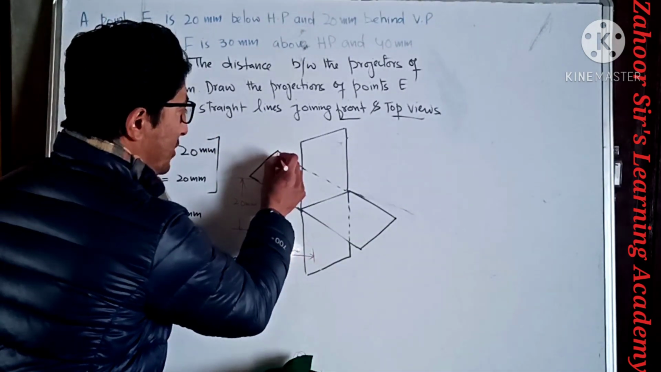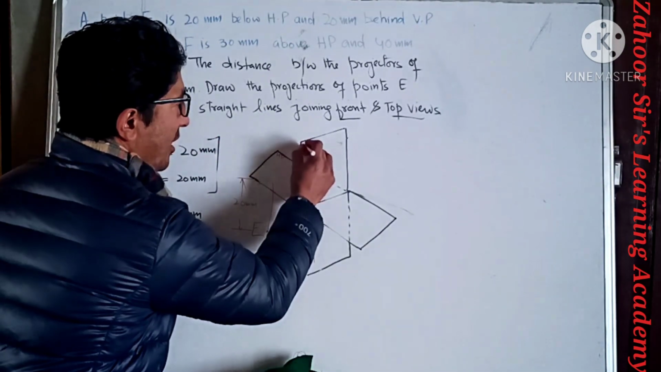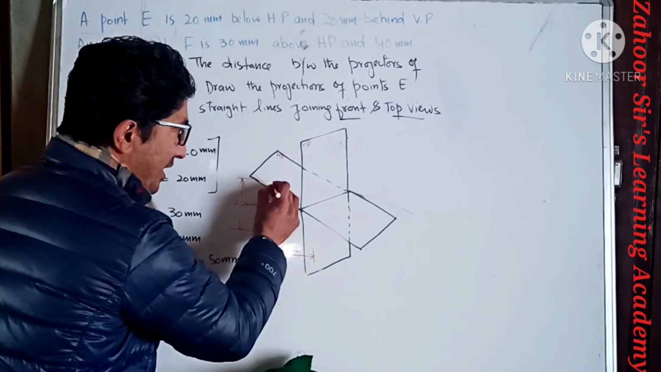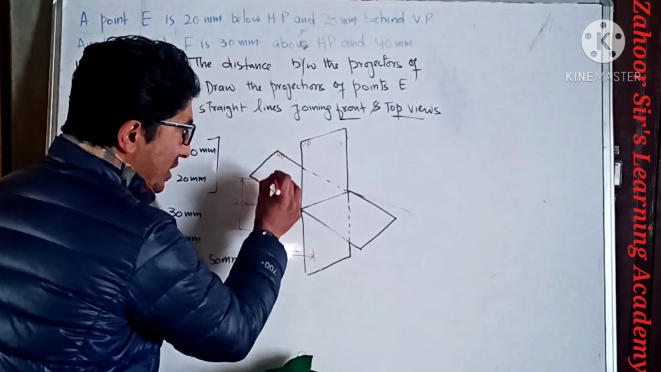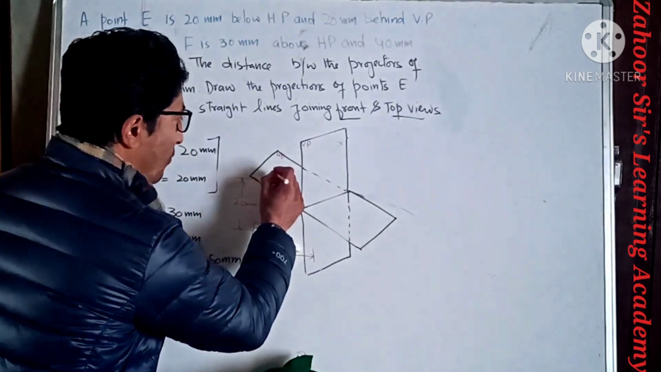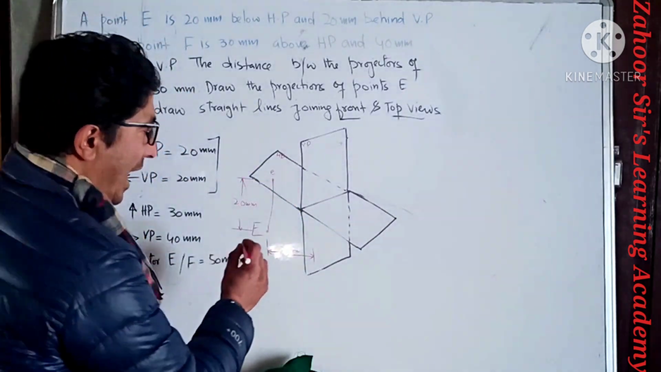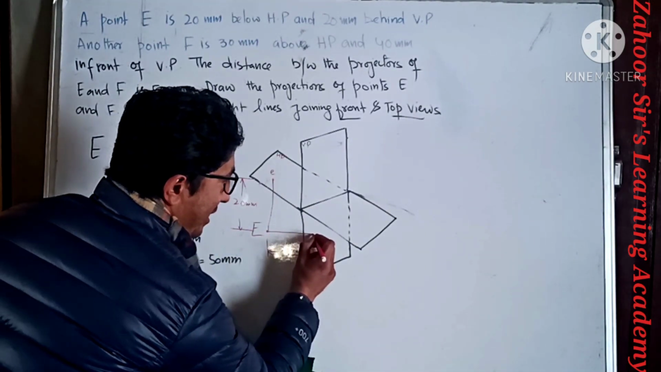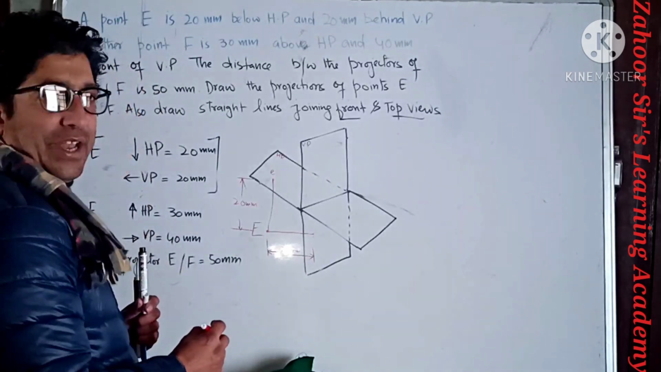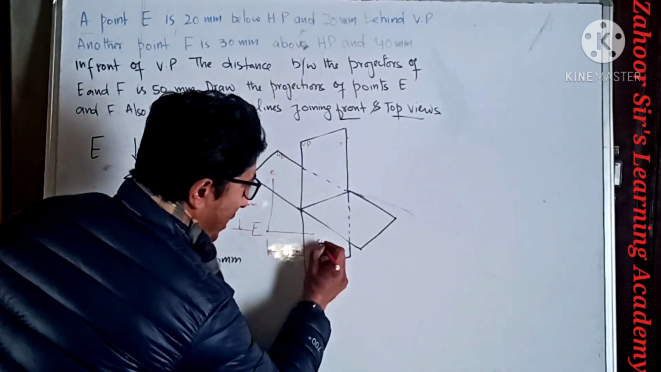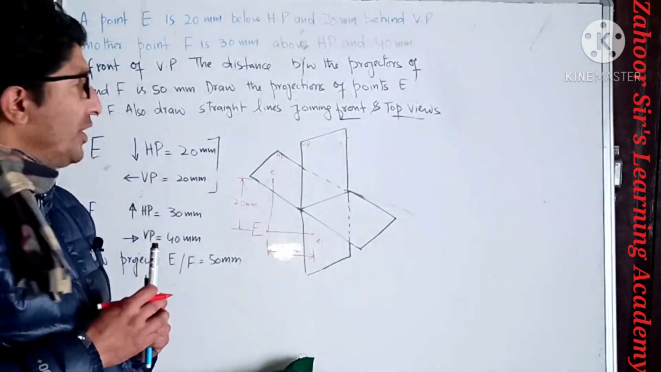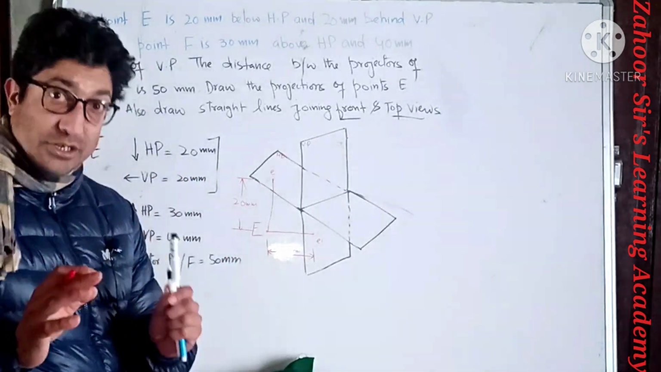So this is my HP and this is my VP. The top view of this point E will be somewhere here. So this is my top view, which is E, and the front view is somewhere on the VP, that is my E prime. So this is the location of point E, which was in the third quadrant.